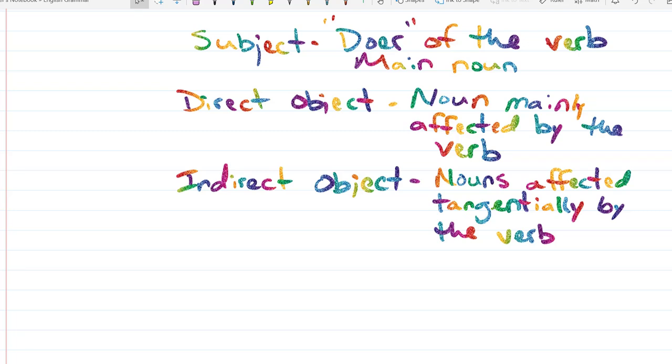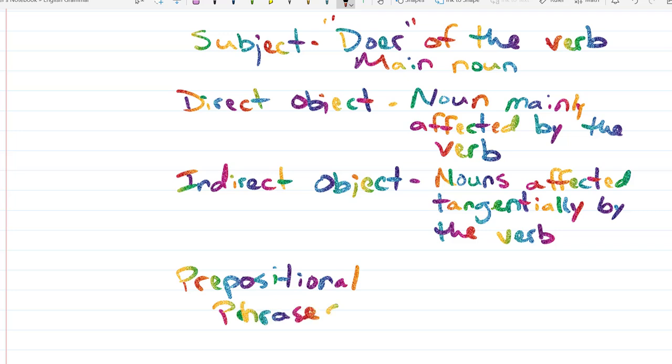We could have nouns in prepositional phrases. So this would be like the on the TV, right? I saw you on the TV. TV there is a noun, but it's working in this prepositional phrase of on the what? On the TV. We need prepositions there.